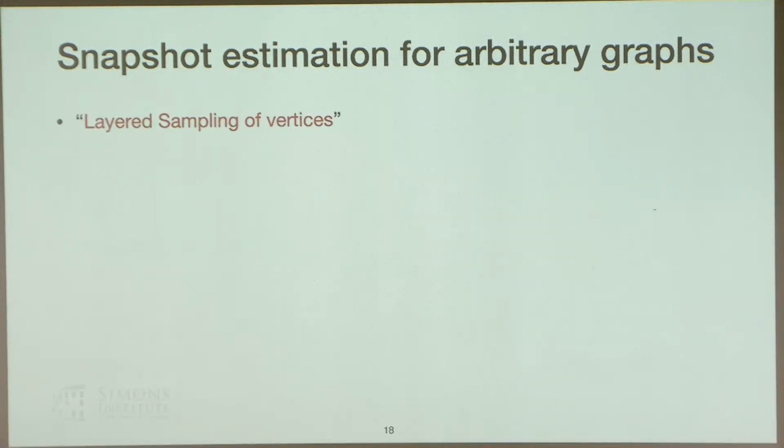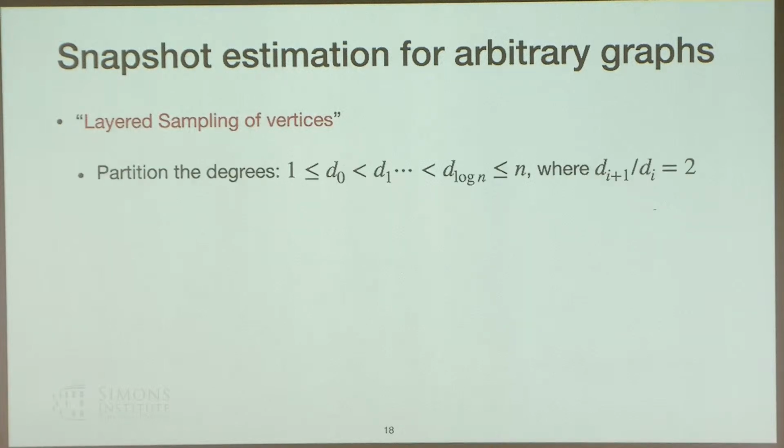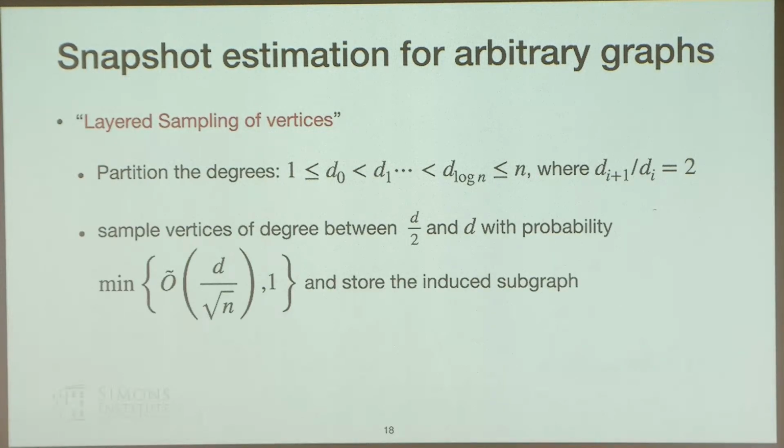The first idea is that we do a layered sampling of vertices. If a vertex is really high degree, like in the star graph, you really need that vertex to be present in your sample. And if a vertex has small degree, then you can do the square root of n vertex sampling. So first we partition the degrees. The degree can range from 1 to n, and you can get log n partitions of the degrees. If you look at the interval between d over 2 and d, roughly we want to sample vertices with probability at least d over square root of n.